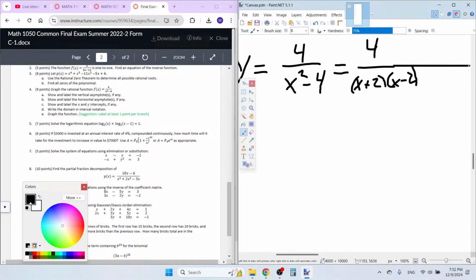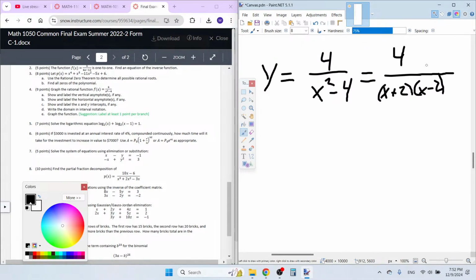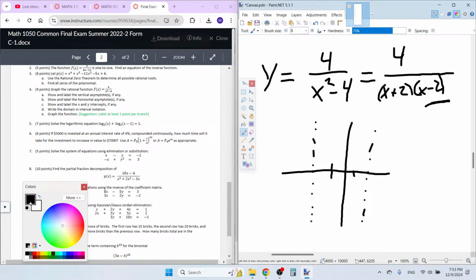Factors of the top give us roots of the function. Factors of the bottom give us asymptotes of the function. So what we know just from this factoring is that we have an asymptote at positive 2. That comes from this factor, because the signs flip. And we have an asymptote at negative 2, and that comes from this factor, again, because the signs flip between the location of the asymptote and the number in the factor that represents it.